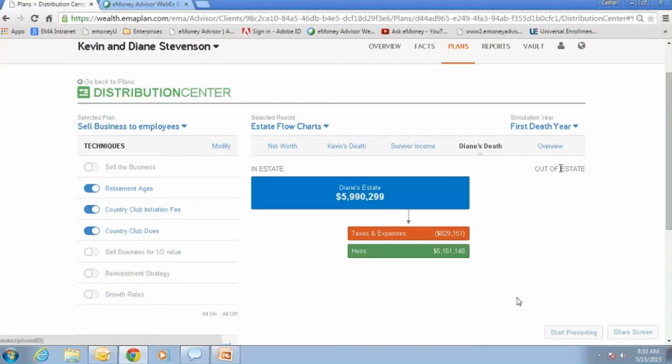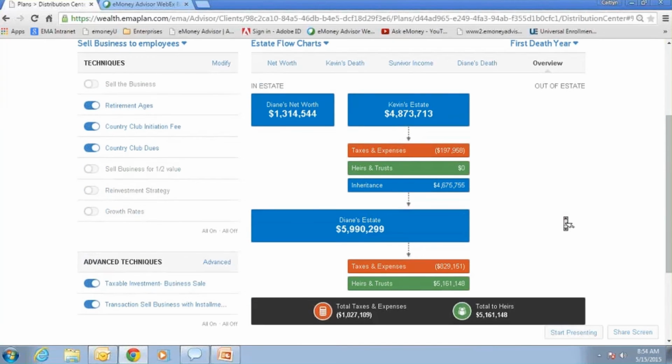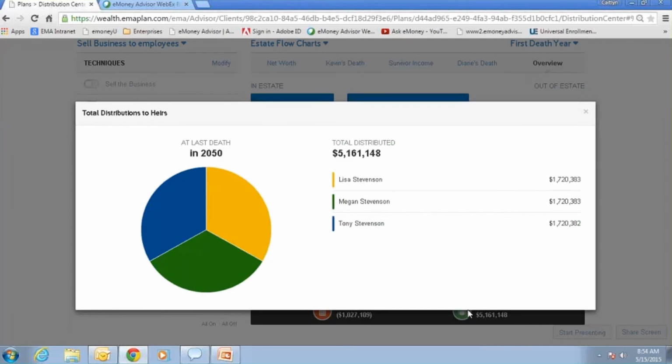And then ultimately, the most popular report is the overview. So what is in Kevin's estate, what's being transferred to Diane, and what's being absorbed in taxes? To verify whether or not Allie was actually disinherited, we can click into this total to heirs, and we see Lisa, Megan, and Tony, Kevin and Diane's 3 youngest children listed there, but we don't see Allie. So again, that concern of we accidentally disinherited her proves itself correct, and we're able to verify that in Distribution Center.